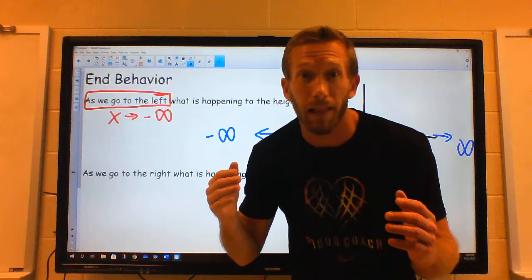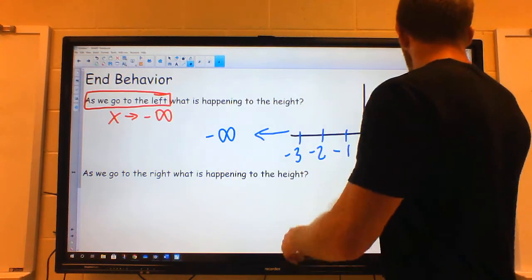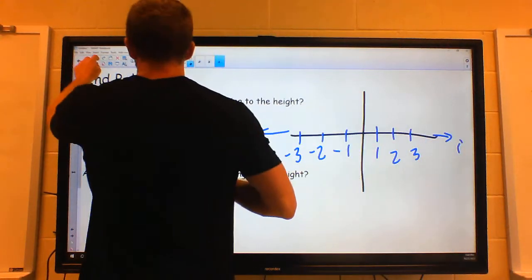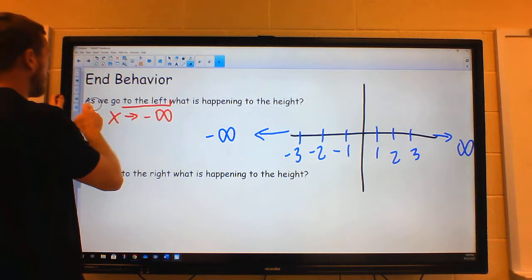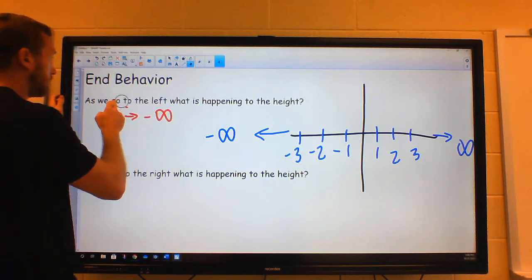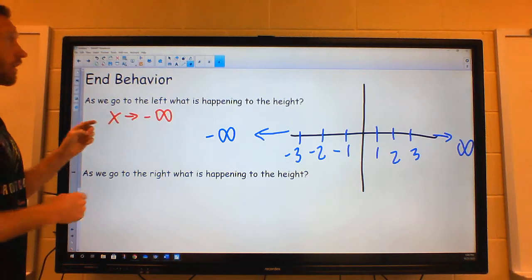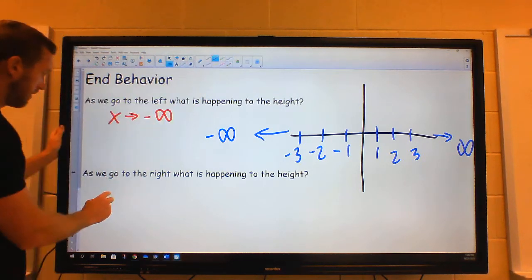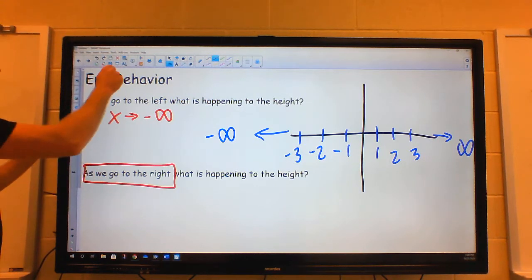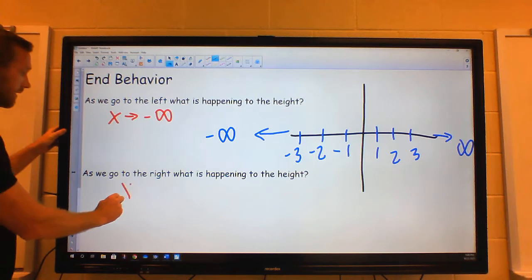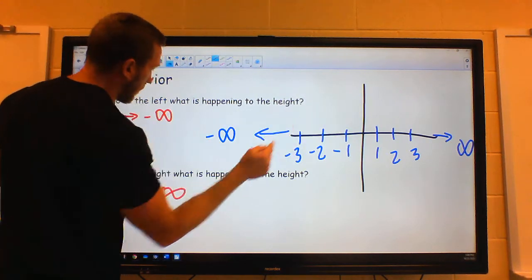In fact, it's the left end of our function. So that's the math translation of as we go to the left. Similarly, as we go to the right, that's going to translate as x approaches positive infinity, because that's all the way on the right.